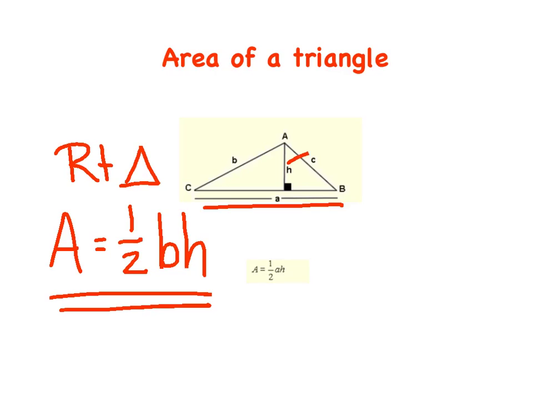And let's just make a note here. Our height has to be perpendicular, which means that we create a 90-degree angle. So this was the formula you've used up until this year. Area equals 1/2 base times height.